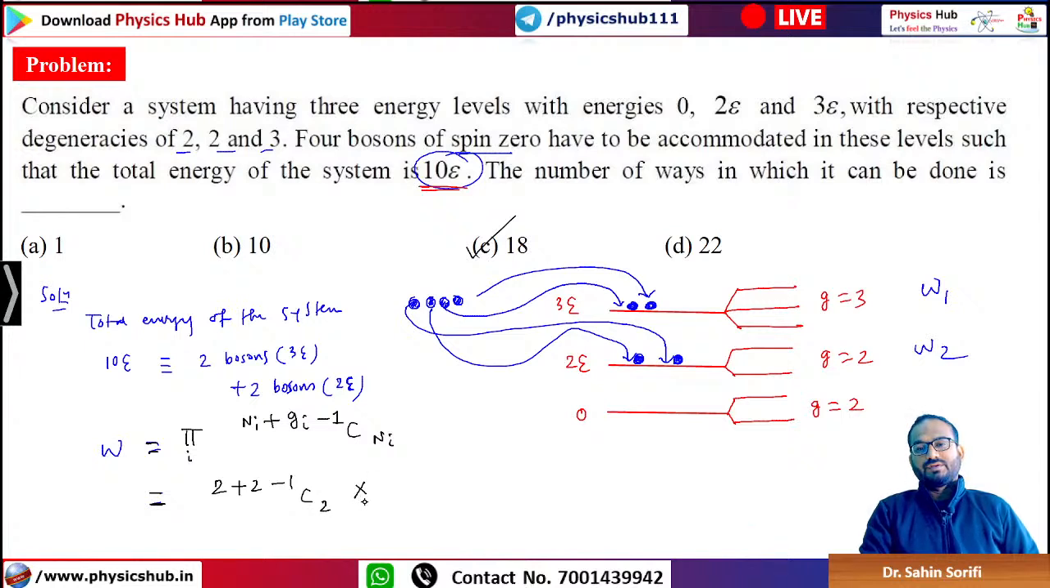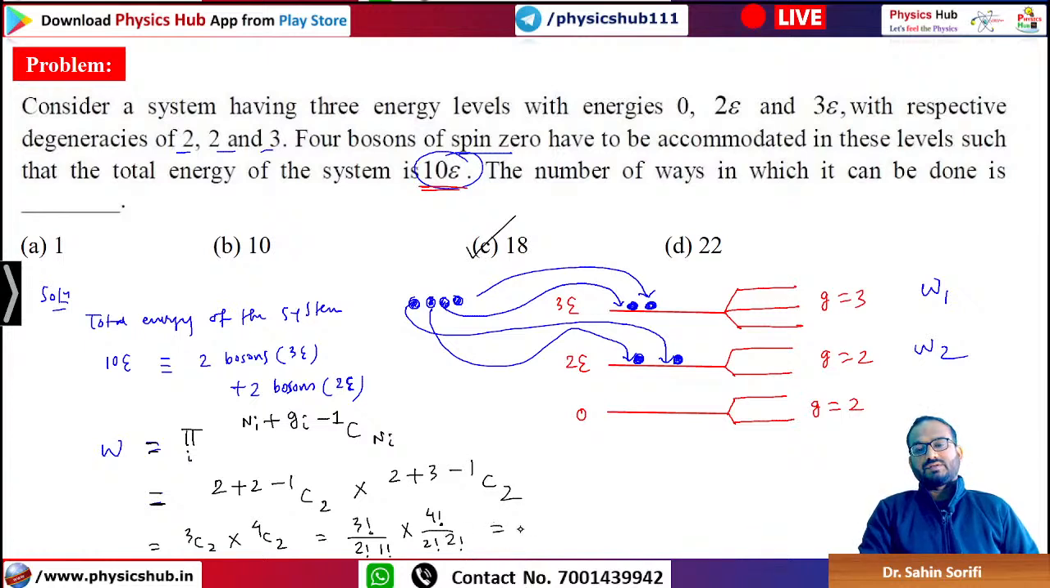Product. Next, for this one, number of particles is 2. Degeneracy is 3 minus 1 C, number of particles is 2. So this is 4 minus 1, 3 C2 times 5 minus 1, 4 C2. 3 C2 means 3 factorial divided by 2 factorial into 3 minus 2, 1. 4 C2 is 4 factorial divided by 2 factorial into 4 minus 2 factorial, which is 2 factorial.